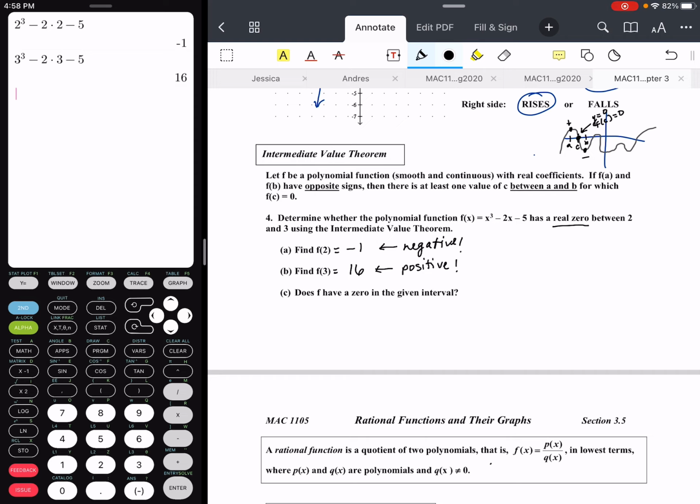So, part C, does f have a 0 in the given interval? Yes. There must be some x value between 2 and 3 for which f of that value equals 0, right? To go from negative to positive, we must be crossing the x-axis. So this is something that will come up in higher level math classes. This is just a quick and dirty introduction right here, but just to show you how that works since we're talking about our polynomial functions.